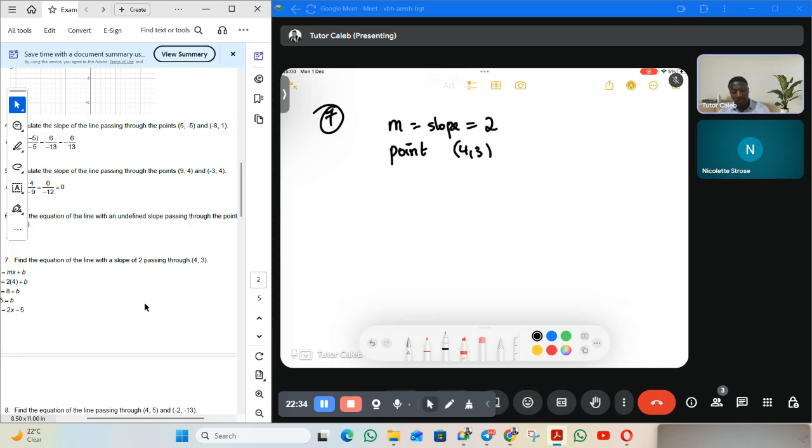Now we know that the equation of every line is in the form y equals mx plus b, right? We know the equation of a line is y equals mx plus b, where m is the slope. So we can write it as y equals 2x plus b, because we already know what m is. The question told us that it is 2, correct? Slope. Yes. Now, what we don't know to complete this equation is the value of b, which is the y-intercept. We don't know what b is, but we can find it.